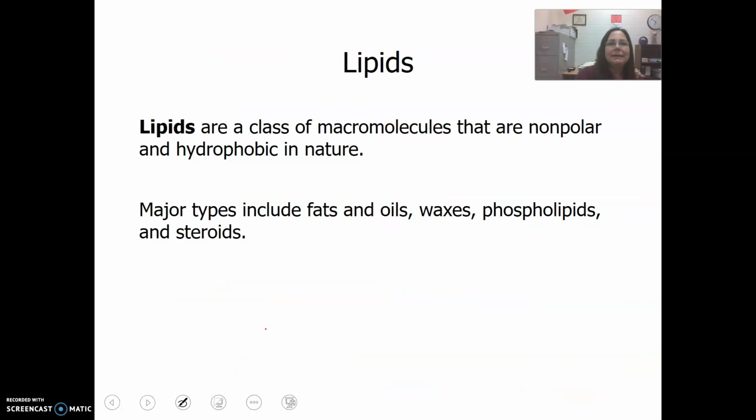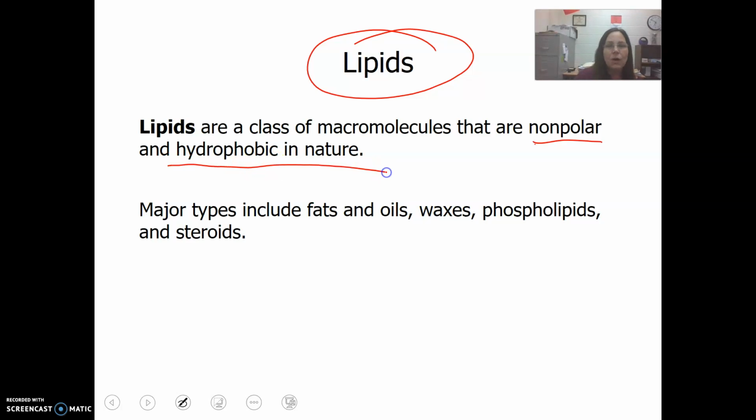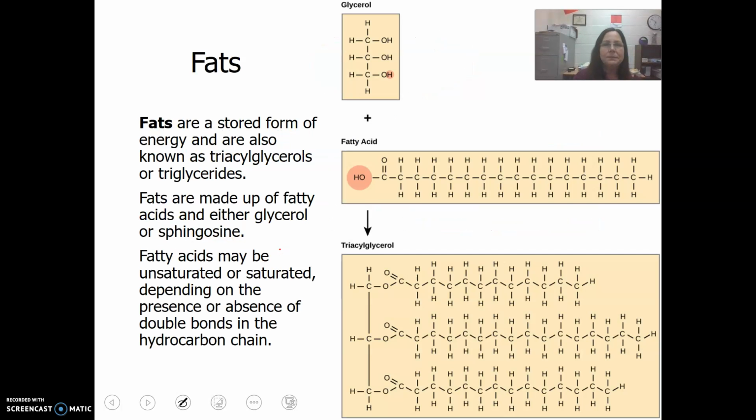Now we're on to the second class of macromolecules called lipids. Lipids are nonpolar covalent molecules, meaning they will not dissolve in water. And they're hydrophobic, which means water-fearing. And types of lipids include fats and oils, waxes, phospholipids that are found in our cell membranes, and steroid hormones. So a fat is a stored form of energy, also known as triglyceride.